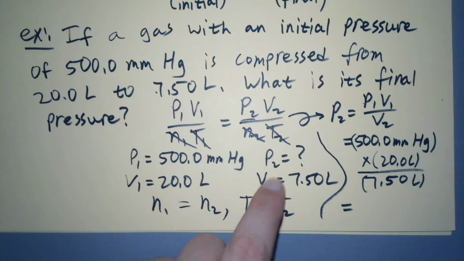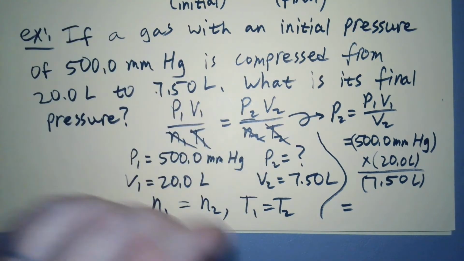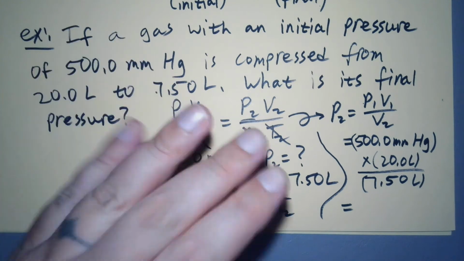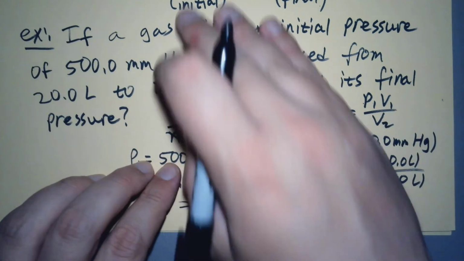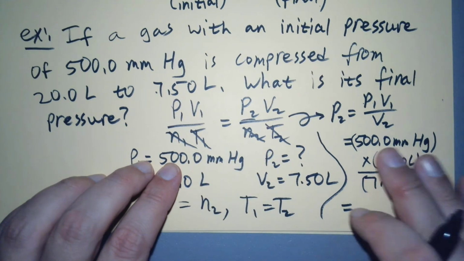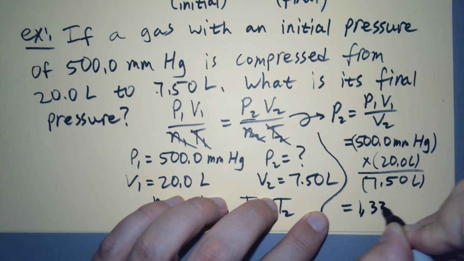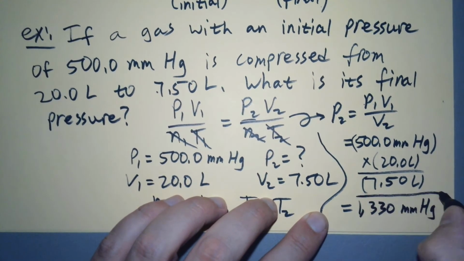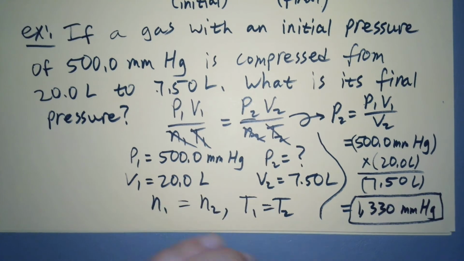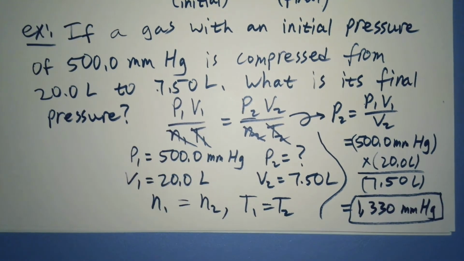If we're decreasing the volume, remember our gas law says pressure is going to go up. So if you get a lower number, you goofed on the math somewhere. So there's ways to kind of check yourself. You might not know the exact number, but you should know it goes up above 500. And so when we do this calculation, we get 1,330 millimeters of mercury. There's nothing obviously wrong with that. It looks good to me. It's above 500. We're in good shape.